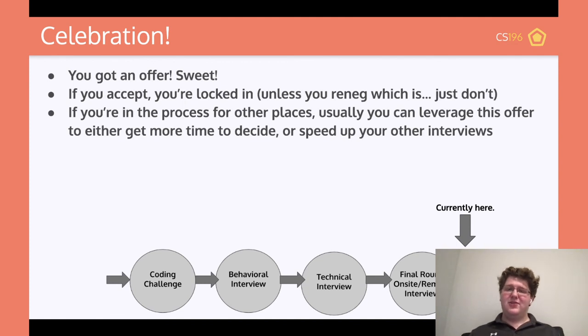If you're in the process of looking elsewhere, and you have an offer but you want to wait out, usually you can tell other companies that are interviewing you, hey, I have this offer, here's the deadline, can we speed up this interview process so that I can make a decision about your company as well as that company, and basically make sure that all of your options are on the table before you make a decision.